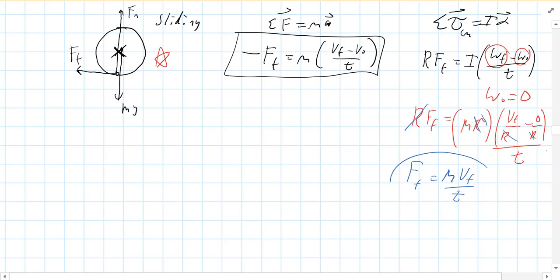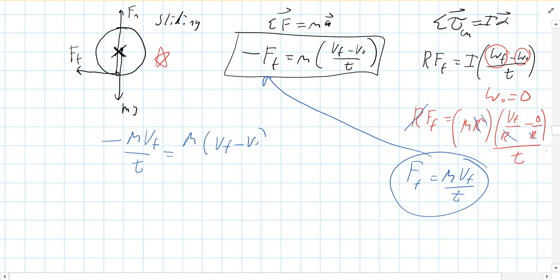Now we're going to take this and plug it in there. So we've got negative mass times v final over t equals mass times quantity v final minus v naught over t. What happens to our masses? Surprise, surprise, they cancel out too. And the times cancel out as well. Oh, we get something very easy now.